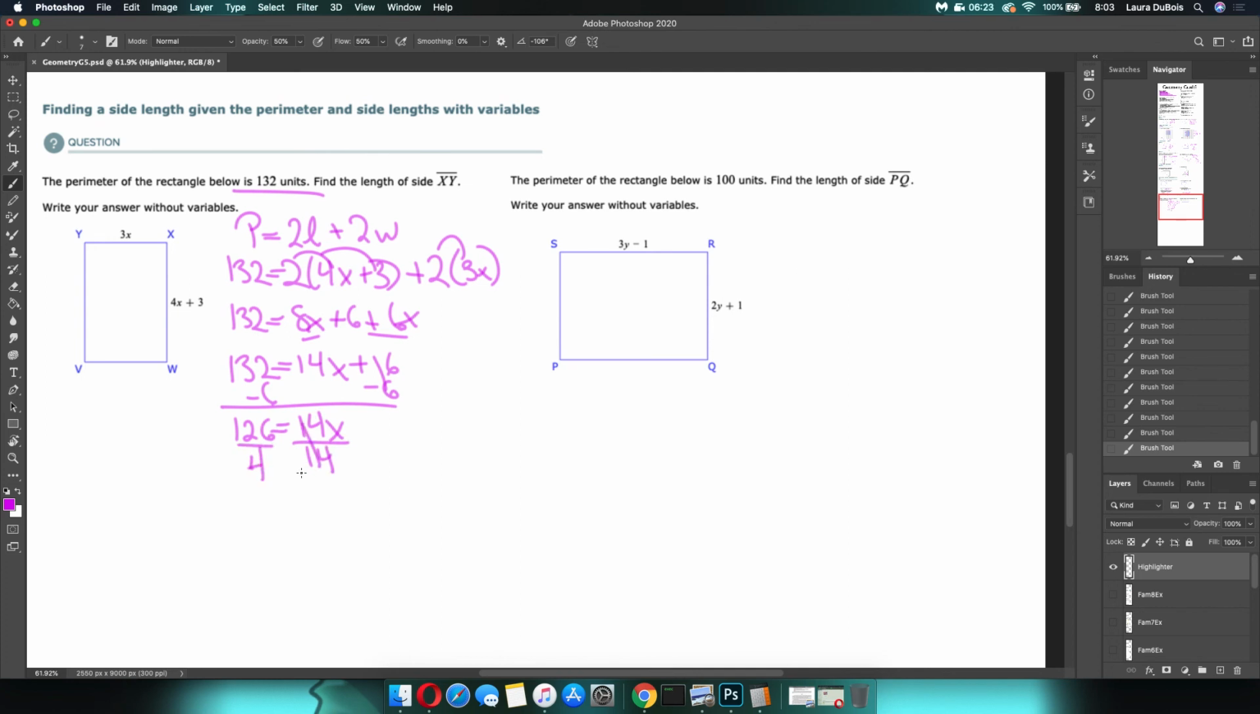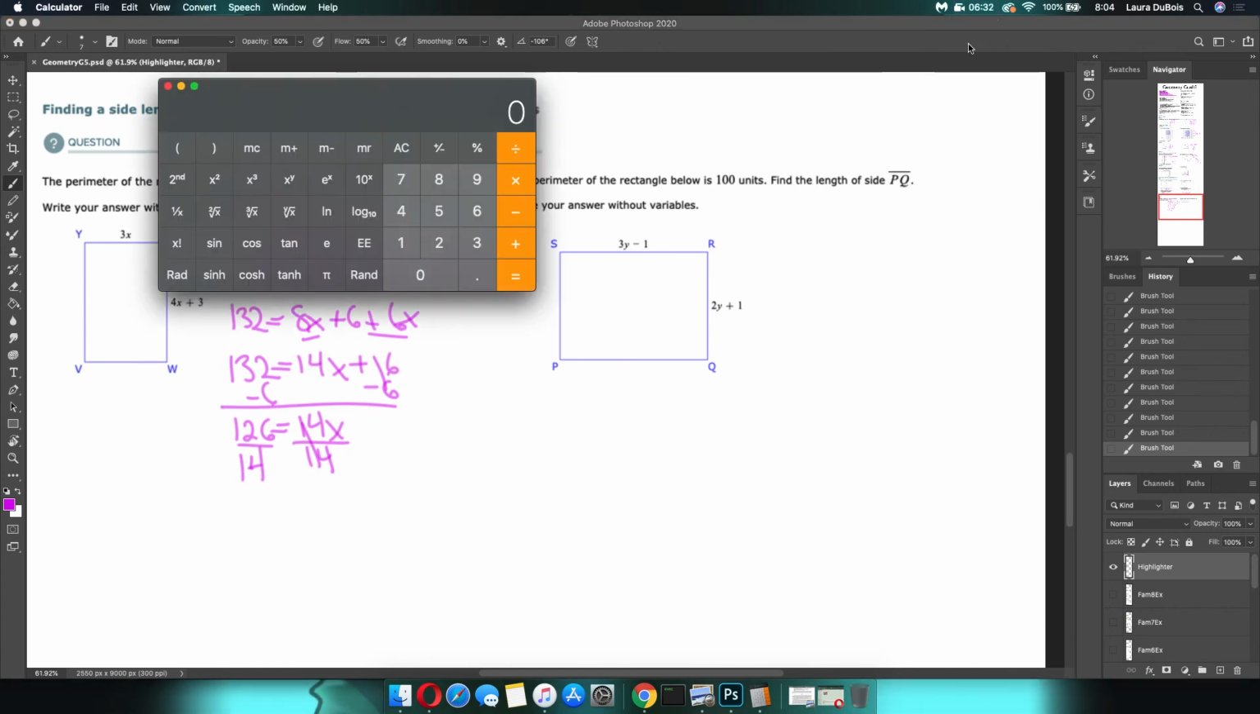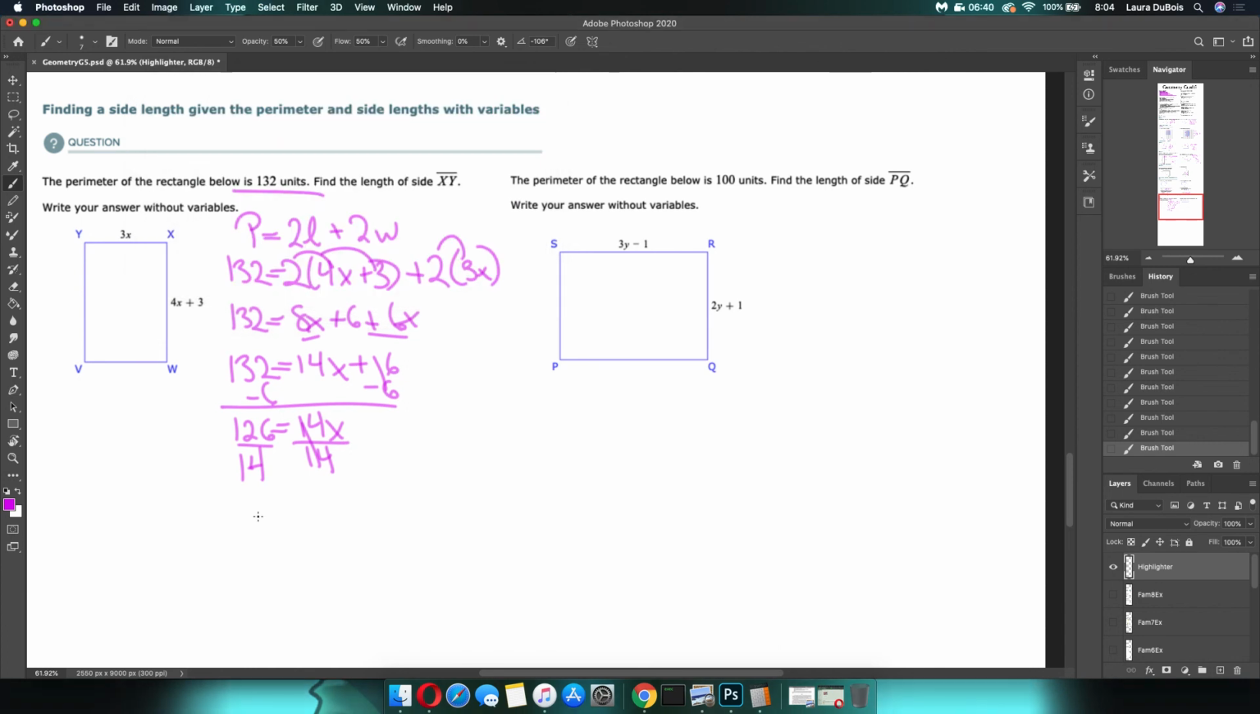Let's see here. I actually don't know that off the top of my head. Let's pull out a calculator. So what is it? It's going to be 126 divided by 14. My guess is 13. 9. I wasn't even close. So x equals 9.